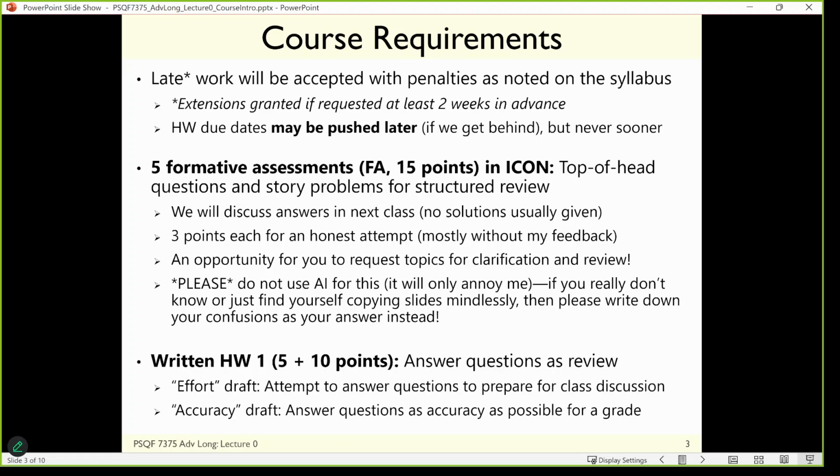an entire class session, and maybe 2, dedicated to talking about the answers. So then based on that session, and I will record it so you can go back and refer to it as much as needed, you will submit a second draft, which I'm calling an accuracy draft, that will be graded for real. And so then you can earn up to 10 more points for that.